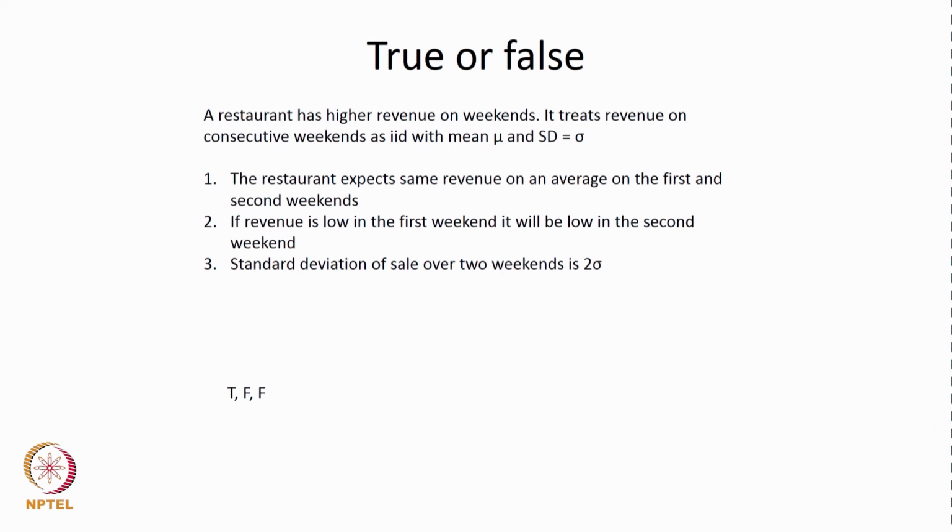If the revenue is low in the first weekend, it will be low in the second weekend? Not necessarily, only the expected values are equal. The random variable can still take different values and therefore it can be false. Standard deviation of sale over 2 weekends is 2 sigma? It will be root 2 times sigma, because we found out that variance is additive, standard deviation is not. So, for 2 weeks it will be sigma square plus sigma square, which is 2 sigma square, and the standard deviation will be root 2 times sigma.